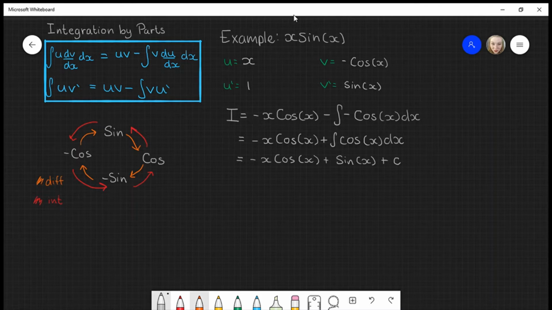Before I go to another example, I'm just going to write a tip that might be useful for you whenever you're doing integration by parts. Pick u as an x function. That way, when you differentiate u, you'll decrease the powers in x.